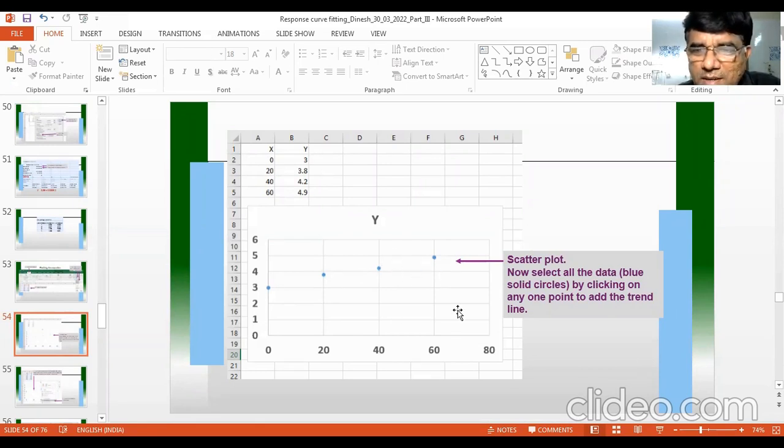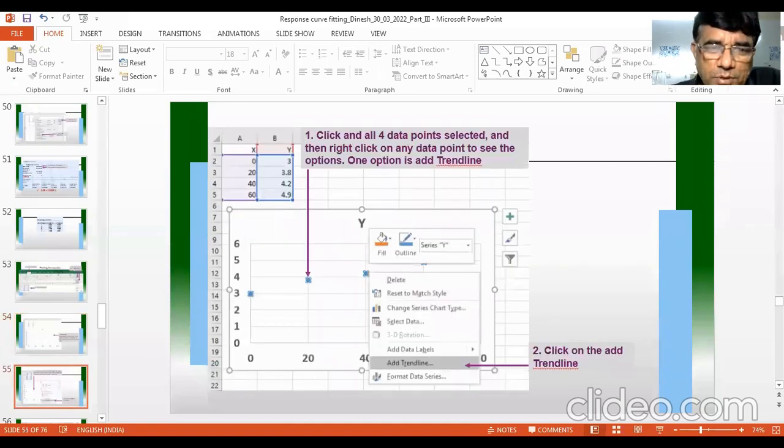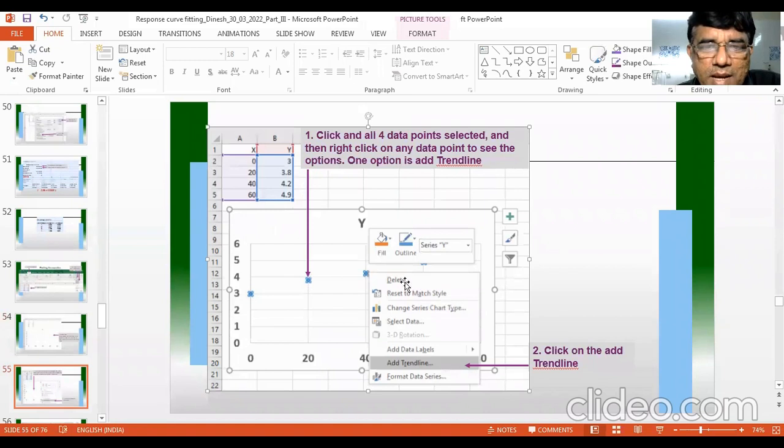So how to get it here? It is also called a trend line. In Excel, they refer to it as a trend line. The regression line is called a trend line, T-R-E-N-D. So now you select the data. If you click on one data point, all the data will be selected. Then right-click on any one data point, and you will get this kind of option. This pop-up will open, and here you find Add Trendline. Click on the trend line.